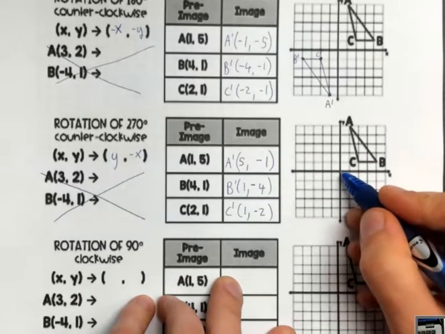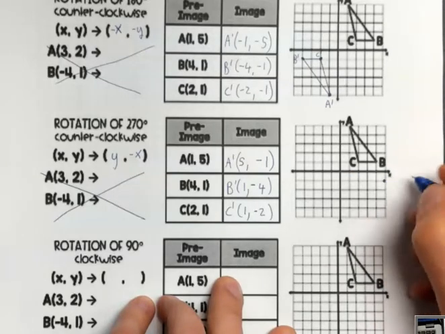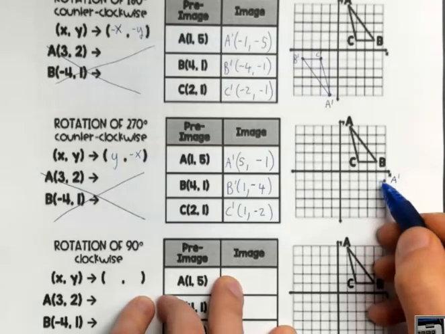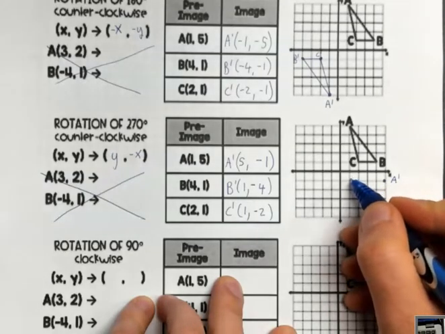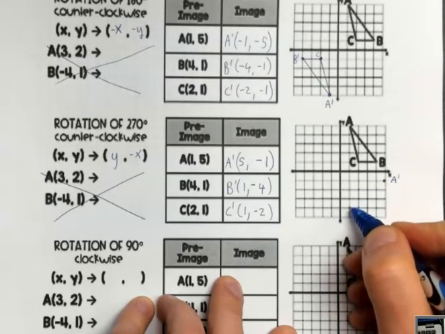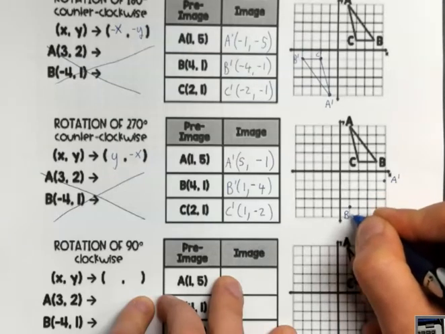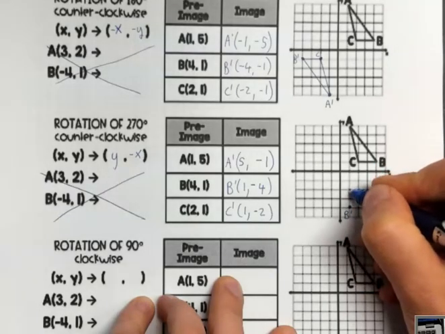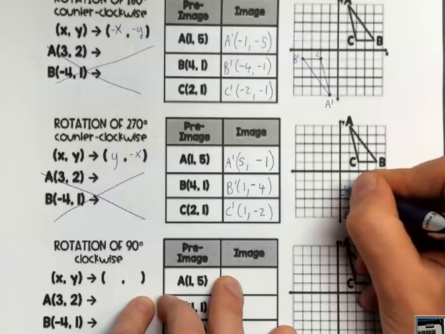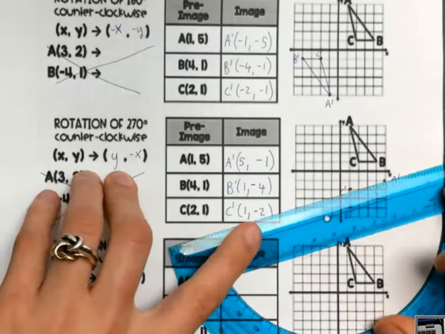So 5, negative 1. So this is my A prime. 1, negative 4, so 1, negative 4 should be right here. That's my B prime. And 1, negative 2, right here, is my C prime. Connect the dots. So simple, right?